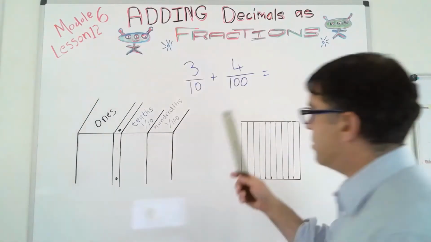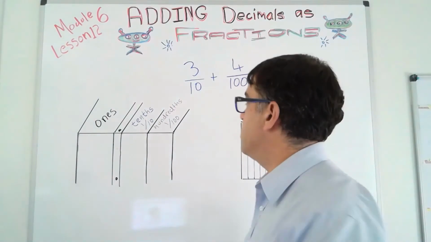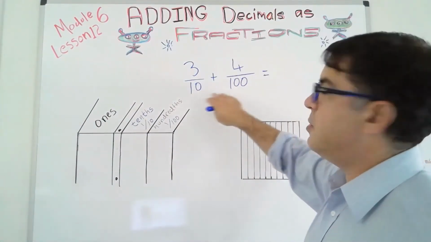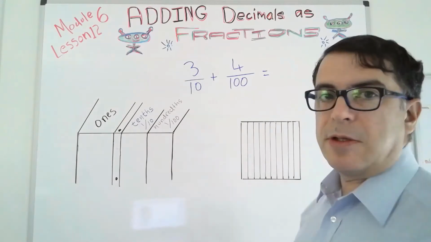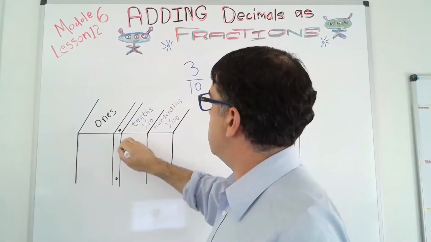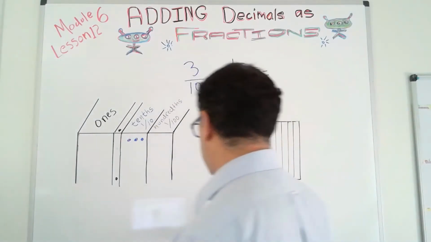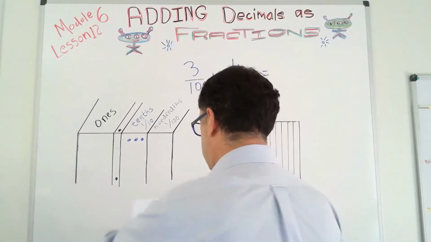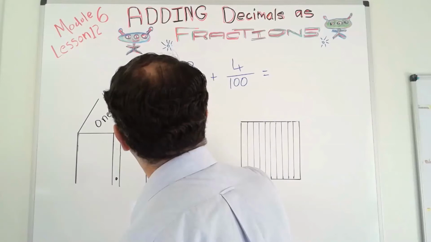And we're going to look at this a couple of different ways. So if we're looking at 3 tenths plus 4 hundredths, like I said before, you can't add these two right now. We need to turn our tenths into hundredths. So let's see what that looks like in our place value chart. If I put 3 tenths, I'm going to put 3 dots, and over here I'm going to use red to show 4 hundredths. 1, 2, 3, 4.